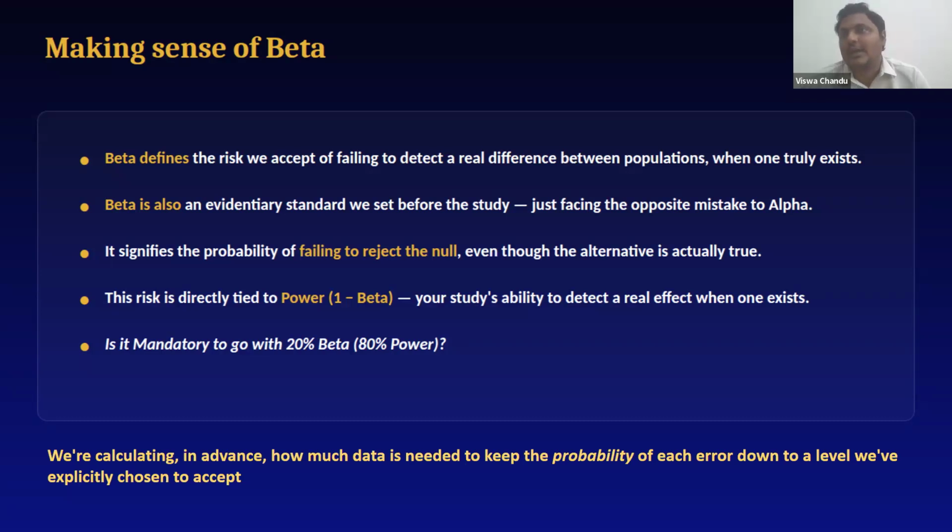So just like in alpha, we are okay with accepting 5% false positive results, here we are okay with accepting 20% false negative results. And again, is it mandatory to go with 20% beta? No. Just like 5% alpha is not a mandate, 20% beta is also not a mandate. So we are calculating in advance how much data is needed to keep the probability of each of these two errors down to a level we have explicitly chosen to accept. These are things we are accepting before we start the study itself, before we start the sample size estimation itself.